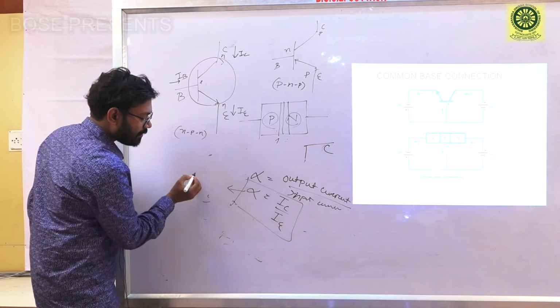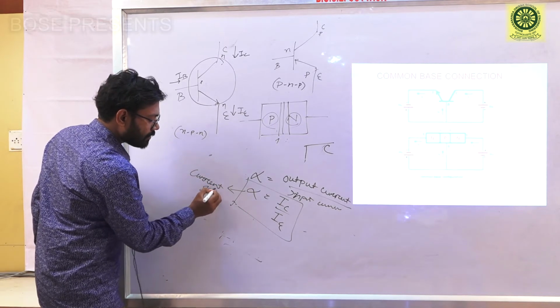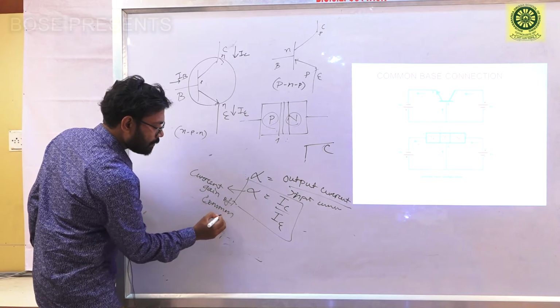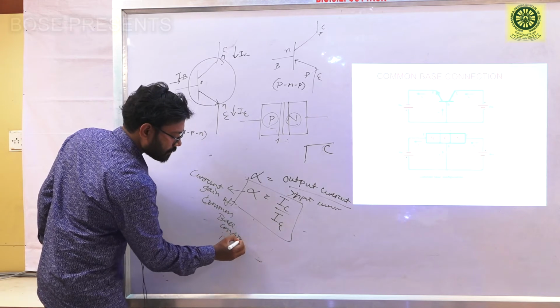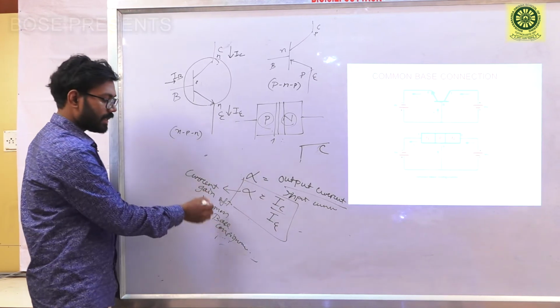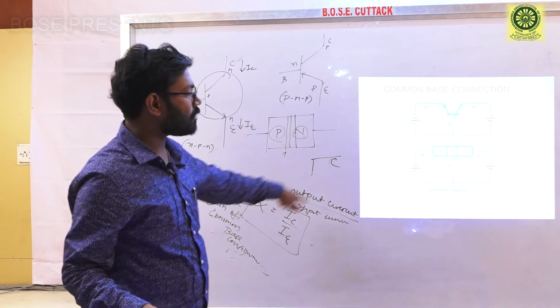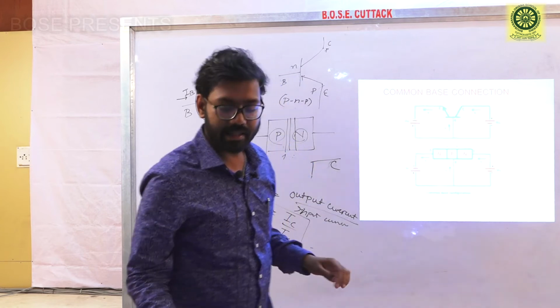What is alpha? Alpha is the current gain of common base configuration, that is output current by input current. Output current is IC and input current is IE.